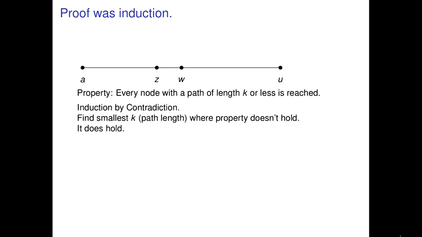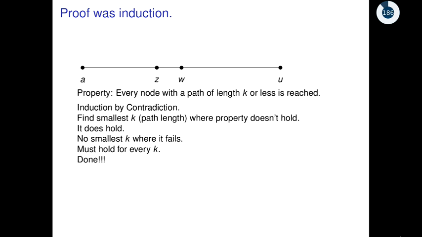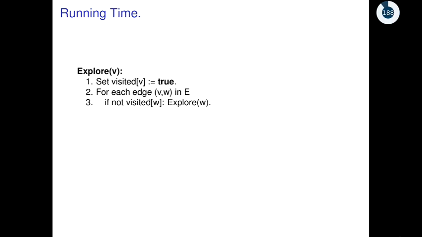So every node is explored. Let's look at the shortest path where some node is not explored. Oh, by the way, the predecessor was explored, so this one is also explored. So that's a contradiction. There is no smallest k where this property doesn't hold. So it must hold for every k, and that's the proof. That is an inductive proof. Essentially, almost all our proofs are somehow induction. So now, finally, we want to do the running time analysis.